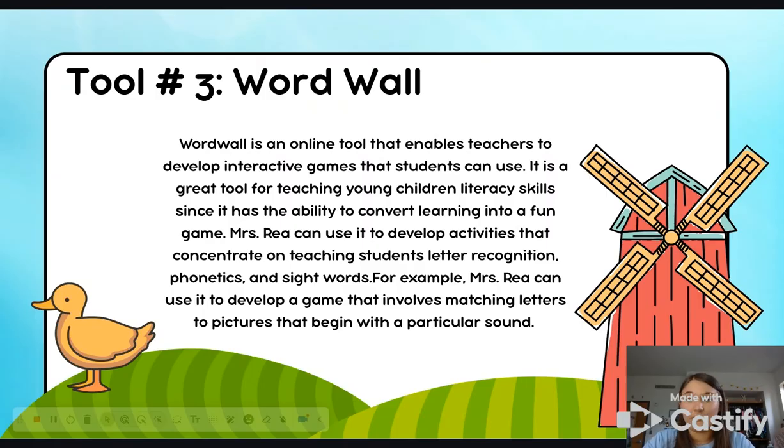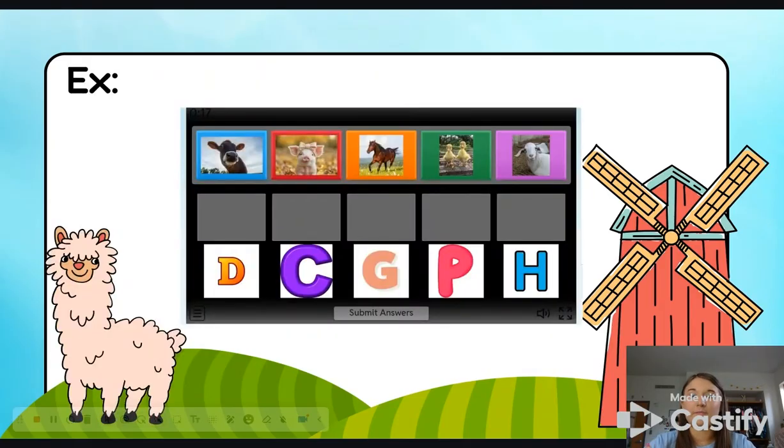For example, Miss Ray can use a game that involves matching letters to pictures that begin with a particular sound. So in this example that I made on WordWall, you were matching farm animals with the beginning letter, so you would match the D to duck, and make sure that students could identify the word, know enough that goat starts with a G, and it's instantly graded, so it was a great feedback example.